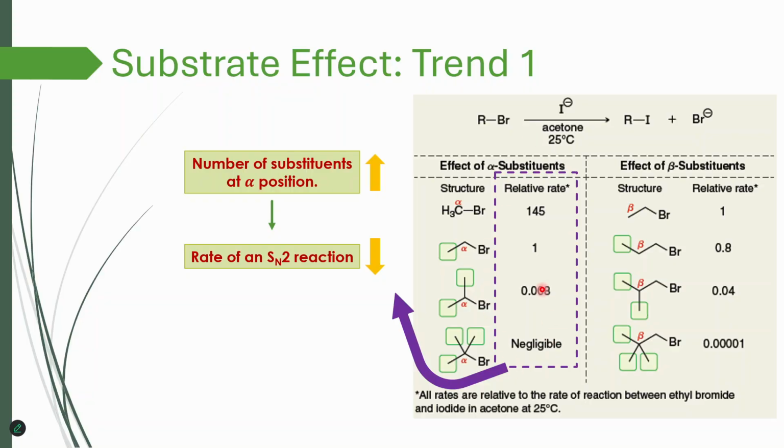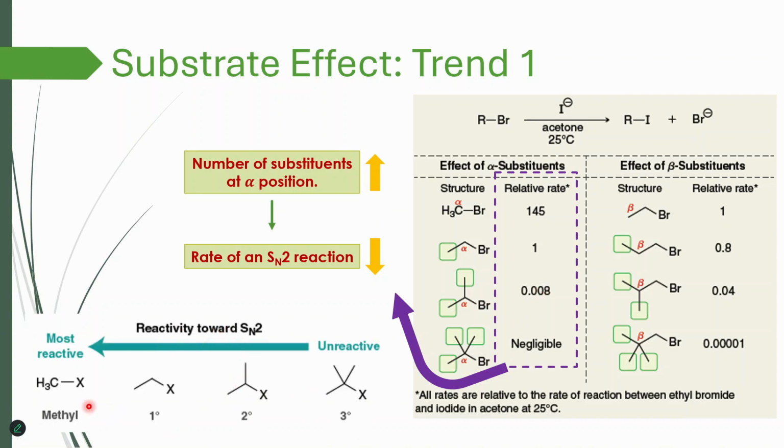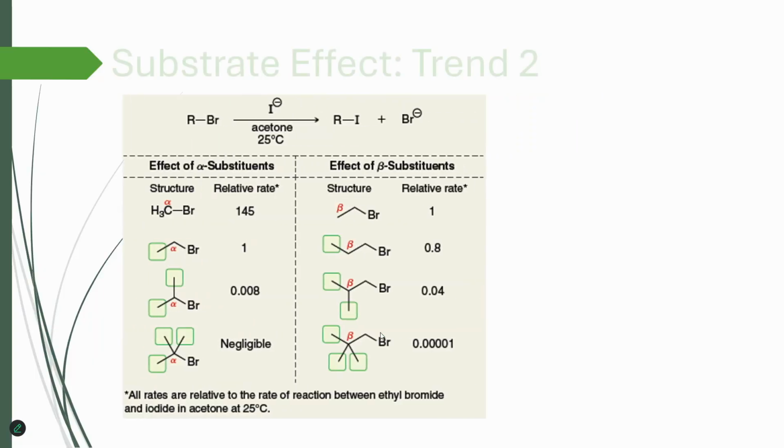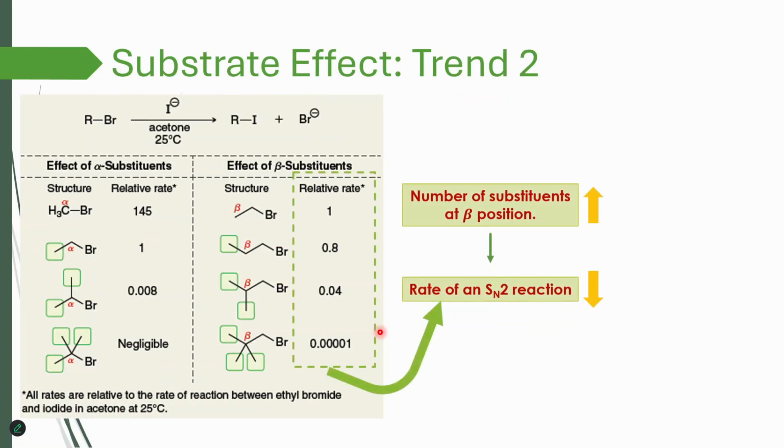And this gives us this kind of trend of reactivity. So methyl halide is the most reactive when it comes to SN2 reaction compared to secondary and tertiary. Tertiary is basically unreactive. We never see a tertiary alkyl halide reacting with a nucleophile according to SN2 reaction. That never happens. And that's the first trend. The second trend is we have the number of beta substituents increasing from top to bottom and the rate is decreasing again. But as you can see here, they are all primary, right? Because they have one beta substituent attached to alpha.